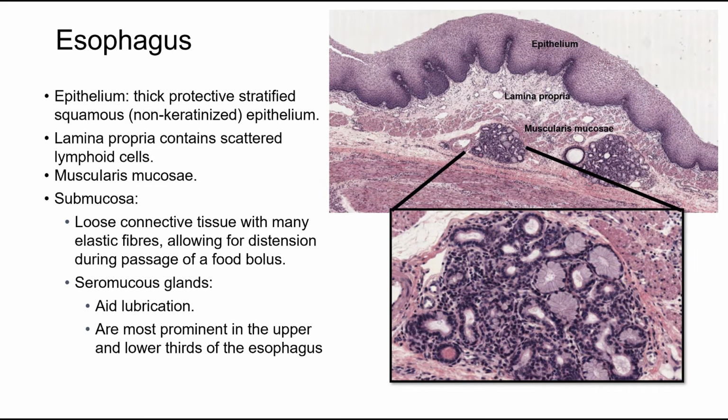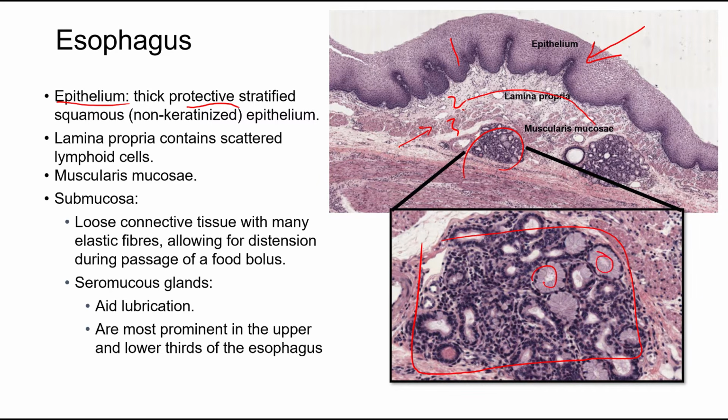So in the esophagus, we have the epithelium, which is a protective non-keratinized stratified squamous epithelium, and there is a lamina propria with diffuse, scattered lymphoid cells, not follicles. And then we have the muscularis mucosae. These 3 layers constitute the mucosa. And then we have the submucosa with the submucosal glands, which are serous and mucous glands.